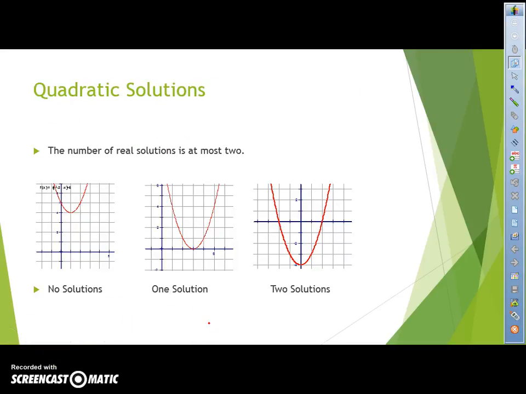We talked about this briefly before, but there are 3 different possible solutions to quadratic equations. You either have no solution, where it does not cross the x-axis at all, one solution where it touches or sits on the x-axis, and then 2 solutions where there's 2 distinct places that it's going to cross.